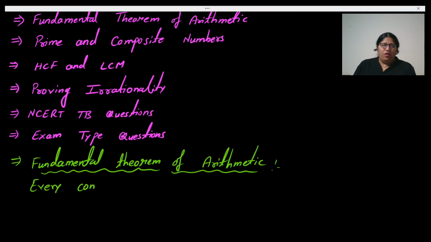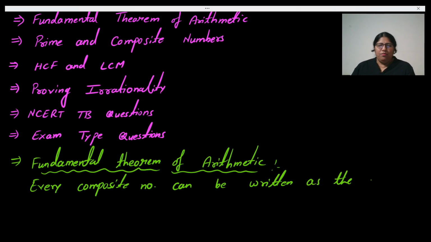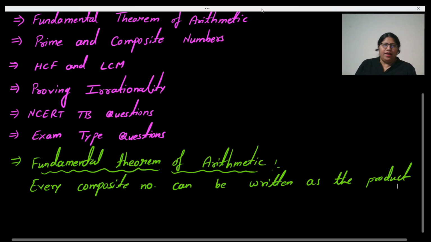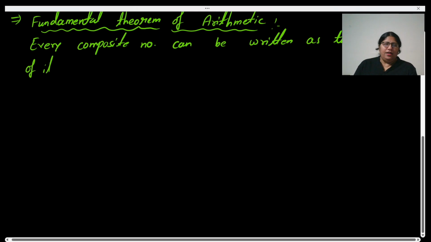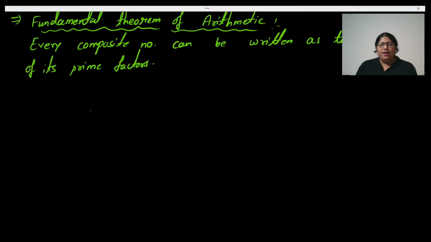Every composite number can be written as the product of its prime factors, right? So as a product of its prime factors. This one in lower grades also you have done already.